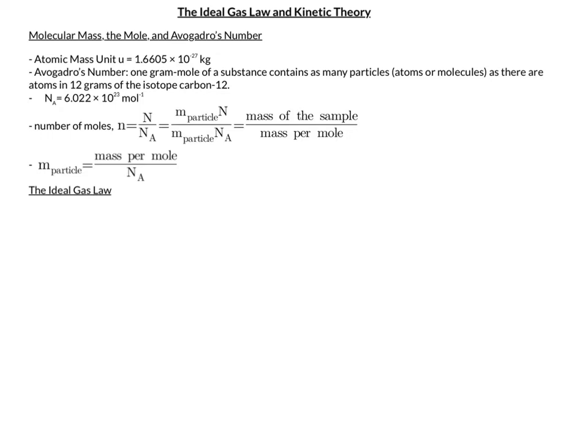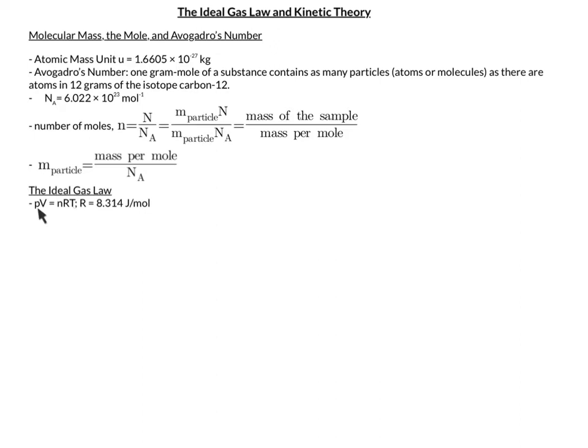So now let's look at the ideal gas law, and it's also something that you may be familiar with from chemistry. And the ideal gas law says that PV is nRT. Here, P is pressure, V is volume, n is the number of moles, T is temperature.